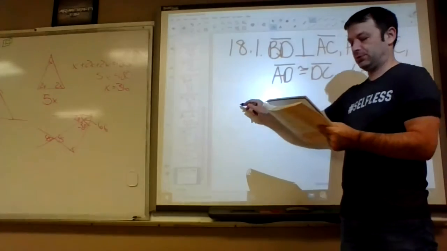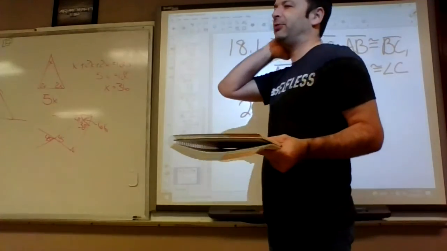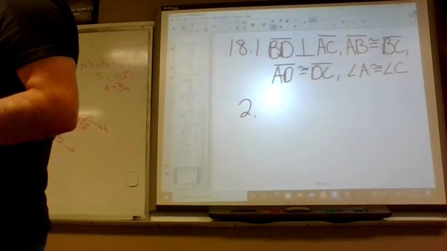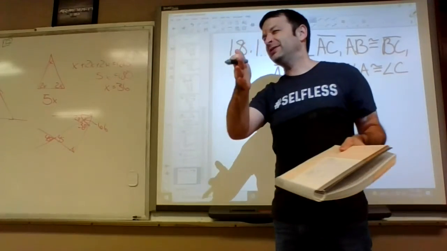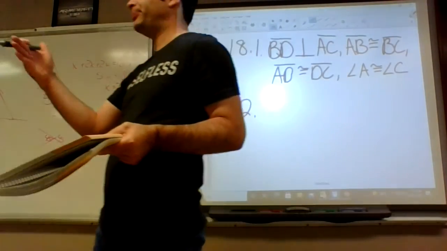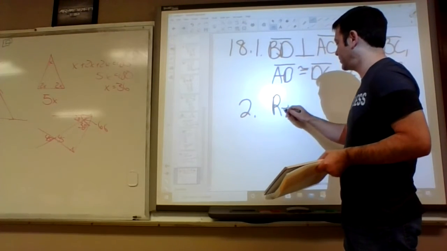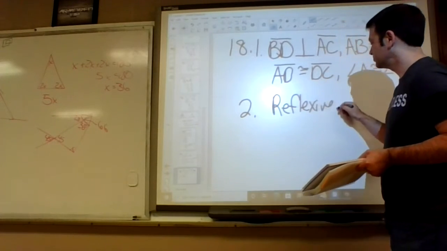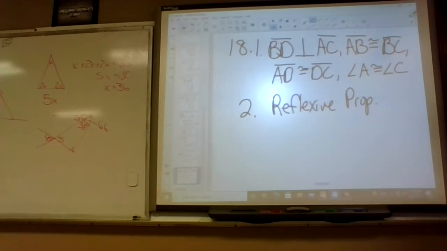Okay, line 2 says BD is congruent to BD. We're trying to prove the triangles are congruent. Why do you think they're saying BD is congruent to BD? Because it's a side of two different triangles. Right. It's a side in both triangles. If we're trying to say all these parts are the same in both triangles, we need to say the part that's shared is the same in both triangles. Good job, Mary Ann. Reflexive property.